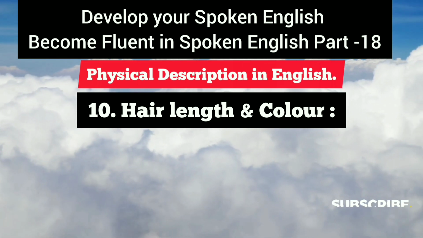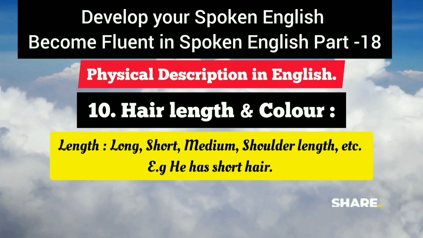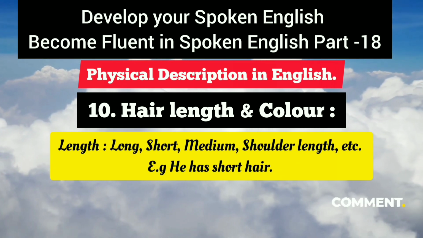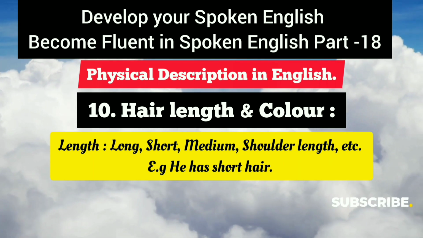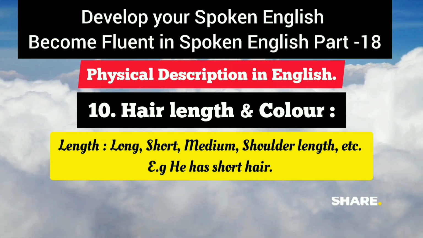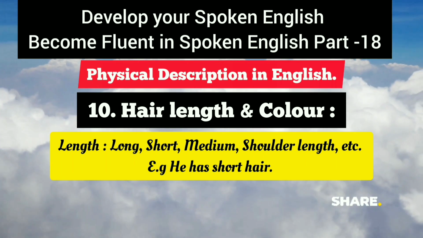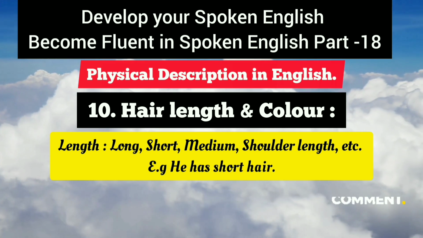So length can be long, short, medium, and shoulder length. That means up to the shoulder. This is a very important word, just remember. So you can say that he has long hair, or short hair, or shoulder length hair. And then we can also describe their color.